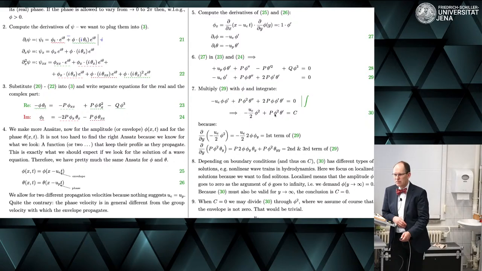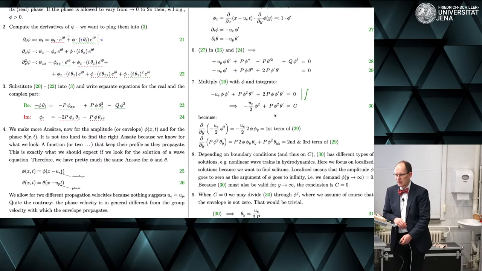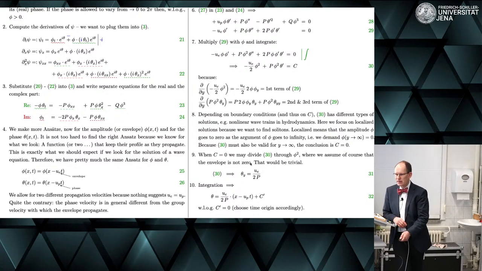Okay, if this is the case, then we can simplify this equation because we can divide through phi squared. And we know that phi is not equal to zero because it's the amplitude. If it were zero, it would be trivial. Okay, then what we have finally is this equation here. So we have a very simple differential equation for the phase. So we were able to kick out the amplitude in this way, a trivial way to decouple these differential equations. Right? And if we integrate it, then we get this thing here. So you expect, of course, this argument, which I abbreviated also by y.